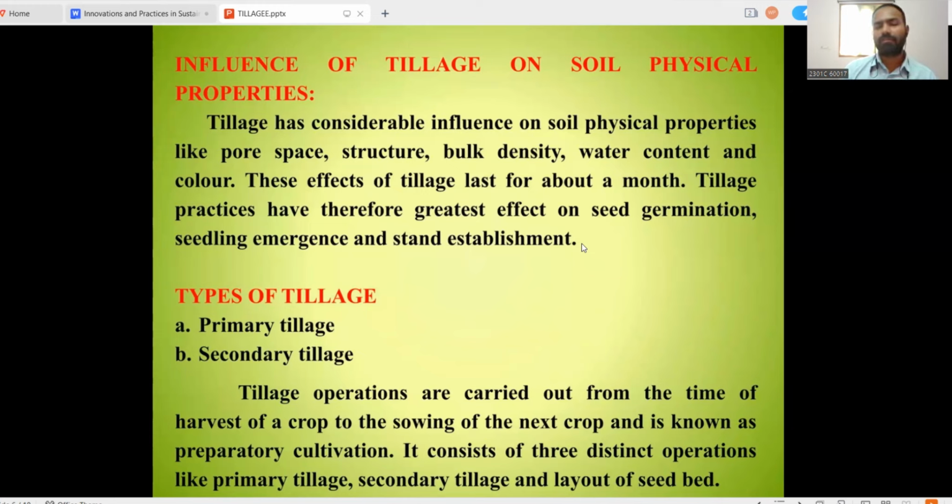Then types of tillage. What are the different types of tillage? First is primary tillage, and second is secondary tillage. Tillage operations carried out from the time of the harvest of the crop to the sowing of the next crop are known as preparatory cultivation. That is your preparatory tillage. It consists of three distinct operations: primary tillage, secondary tillage, and layout of seedbed.